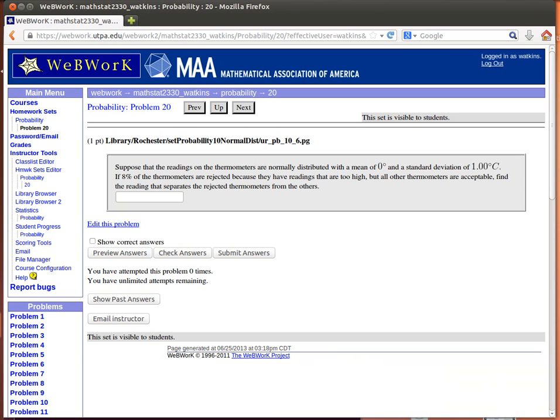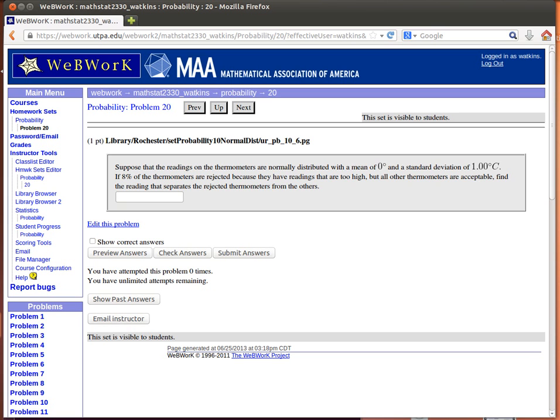Here we're looking at my version of problem number 20 from the WebWork probability homework section. Notice what we're looking at. We're looking at a collection of thermometers. They tell us that all the measurements on those thermometers are normally distributed with a mean of 0 degrees and a standard deviation of 1 degree. So a mean of 0, standard deviation of 1, that means it's not only normally distributed, but it's a standard normal distribution. That's nice. We can handle other things as well, but that's nice.